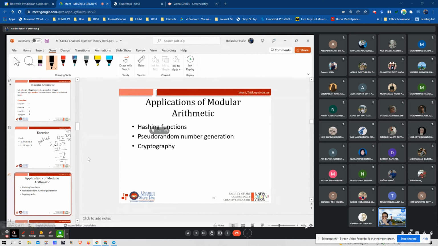Okay, we continue with part two, applications of modular arithmetic. First we have hashing functions, then pseudo random number generation, and the last one is cryptography. These are all applications of modular arithmetic.